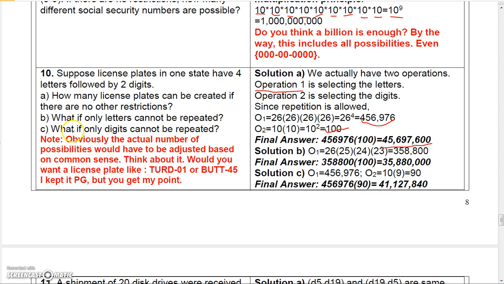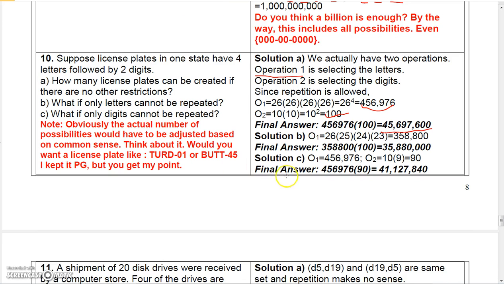The second one said, what if only letters cannot be repeated? So that means that letters cannot be repeated, right? Well, if the letters cannot be repeated, but the digits can, then for the letters, I would have 26 times 25 times 24 times 23, which is 358,800. And since the digits can be repeated, then I would still multiply that by 100. So I'd get almost 36 million.